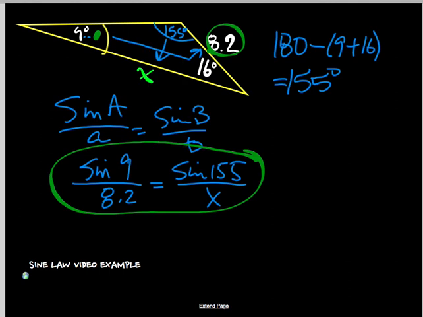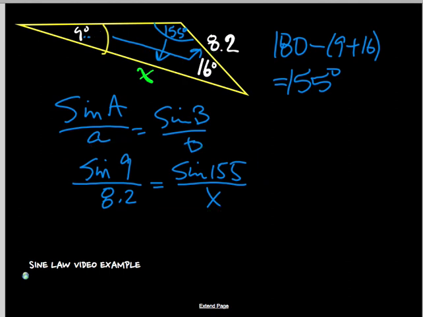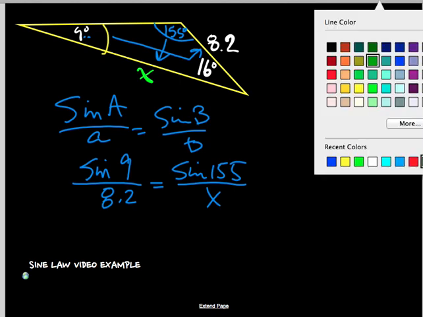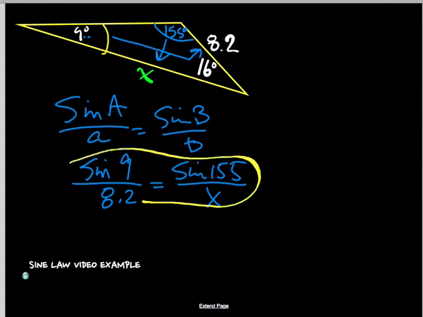All right, so we're going to back this up a little bit, and I'm going to create some space so I can do some work here. So there's my ratio, and my ratio is right here. It's the sine of 9 over 8.2 equals sine of 155 over x. So I'm going to cross multiply, or I'm going to get rid of the fractions.